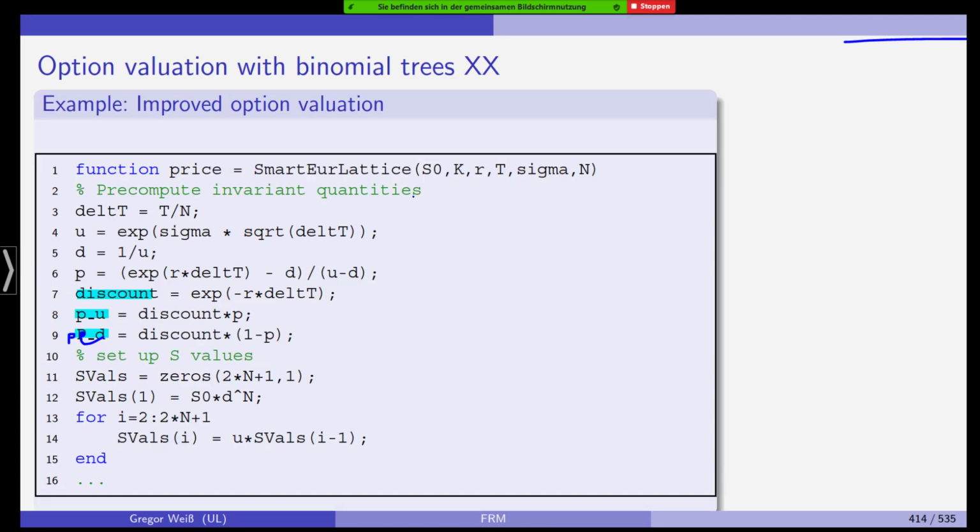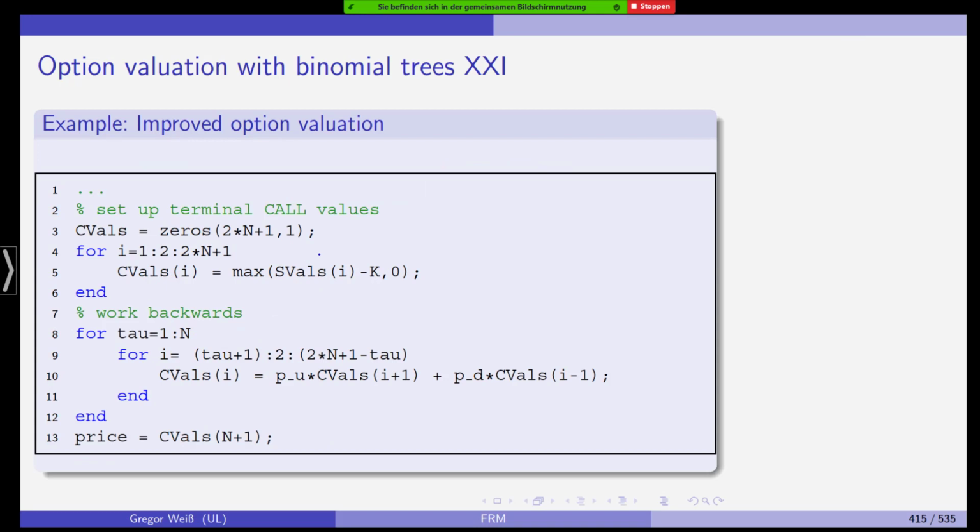So that's the improved option valuation. And you set up the terminal call values. You don't need to go through all the lattice, but the end result is also the same price. It will give you the same price, but with less computational effort, and it might be with less rounding errors. Because you do less computations, it might be that the result is closer to the Black-Scholes price, at least at a later decimal point.